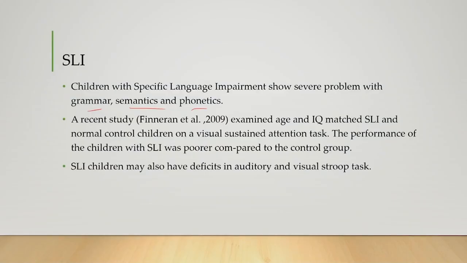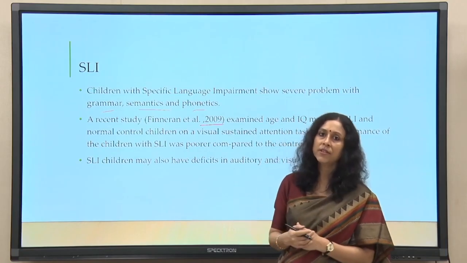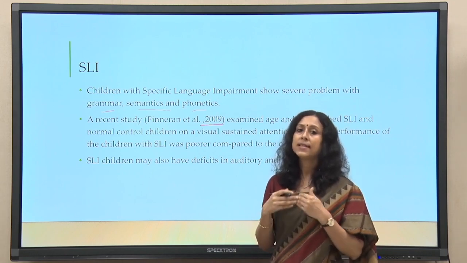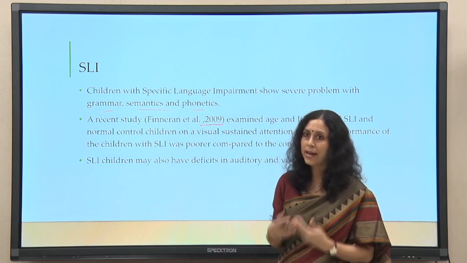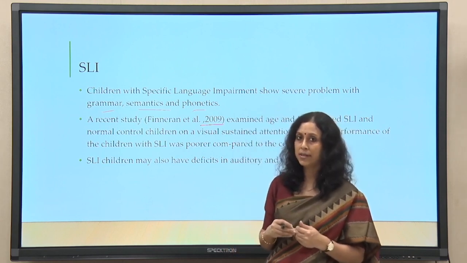A recent 2009 study examined age and IQ matched SLI and normal control children on a visual sustained attention task. The performance of the children with SLI was poorer than the control group. What this means is that there were two groups of children, one group suffering from SLI, the other group normal children, and they were given a task dependent on selective attention, sustained selective attention. So, attentional deployment was the task, there was no language related task.